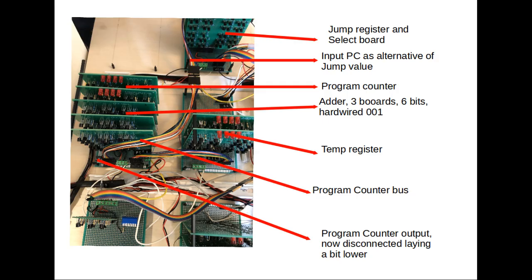Then the arrow that goes to the left, the program counter itself, two boards, 8 bits available, 6 bits used. Then the other boards, 3 2-bit boards, and below that board you will find the hardwired 000001. Then the shorter arrow is the temporary register, which allows the adding up process to continue within one clock cycle. And the 8 wide ribbon cable is the program counter bus. It's no longer than that. It's a shame to call it a bus at all.